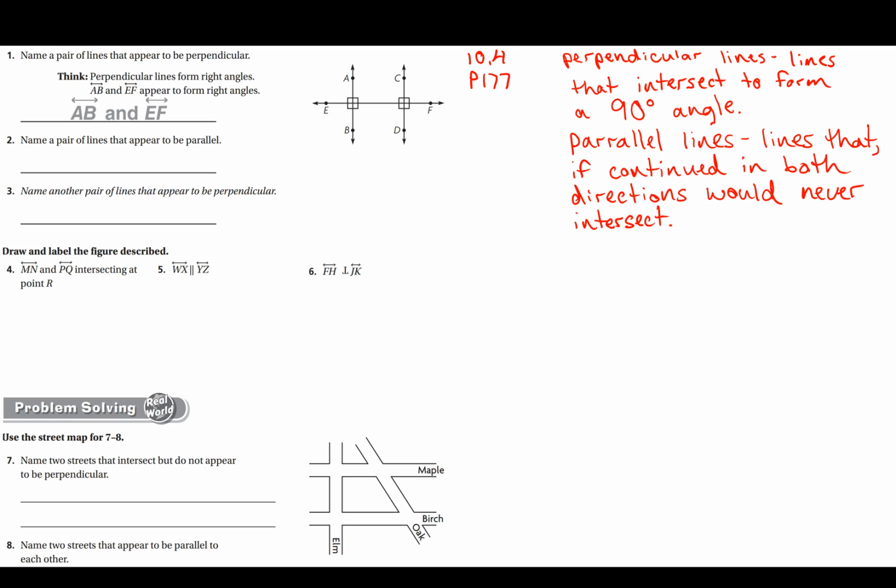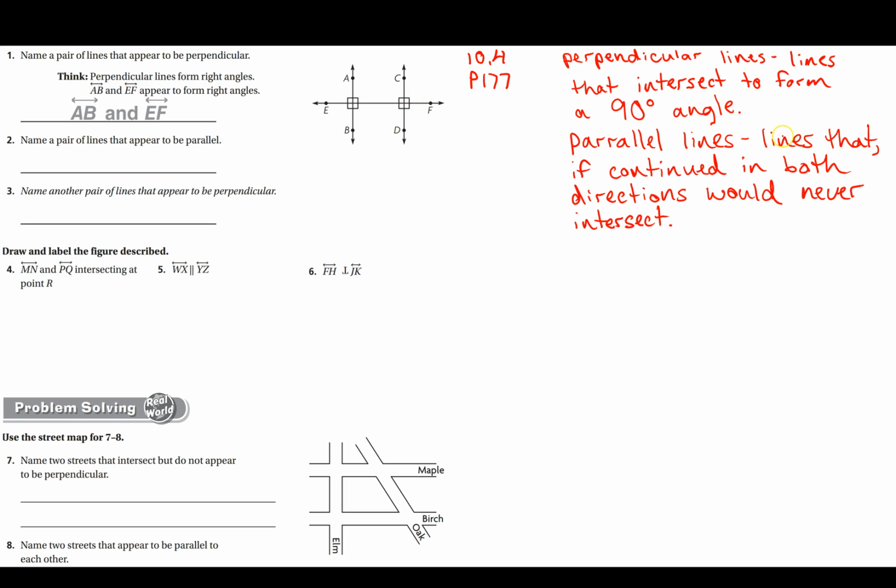We're on Chapter 10, Lesson 4, 10.4, the homework P177. I just wrote in a couple definitions to remember from today's lesson. Perpendicular lines, lines that intersect to form a 90-degree angle. So line CD right here is perpendicular to line EF because you can see here they form a perfect 90-degree angle. These little boxes in the corner show us that it is in fact 90 degrees.